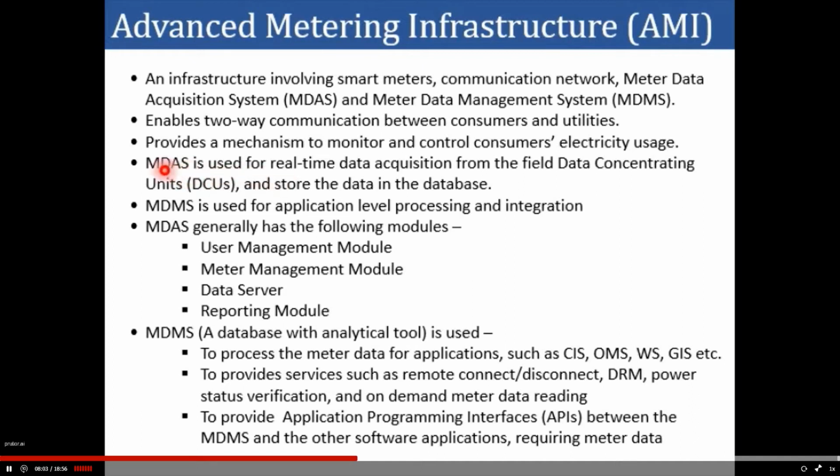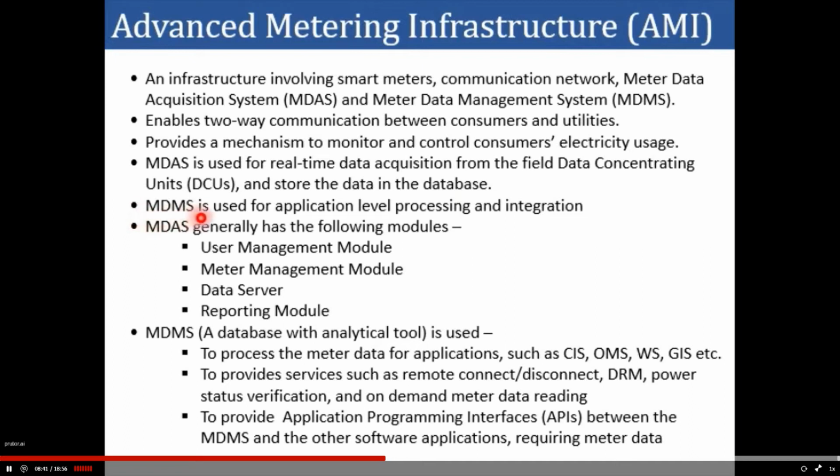So the role of MDAS or head-end system is to receive the data from the smart meters. So head-end or MDAS are used as a communication front-end for the smart meters. They directly communicate with the head-end system, and the head-end system will receive data from a smart meter. Then it will decrypt the data packet, retrieve the required data, and store the data in the database.